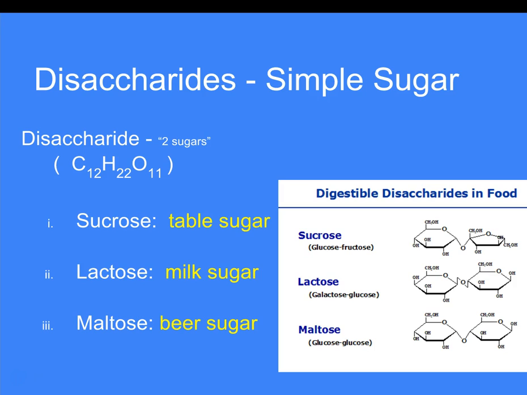They taste good, and they're found in a lot of the drinks that we consume and a lot of the candies that we like to eat. Sucrose is probably the most common one. Sucrose is a double sugar. It's regular table sugar, and it has a chemical formula of C12H22O11.